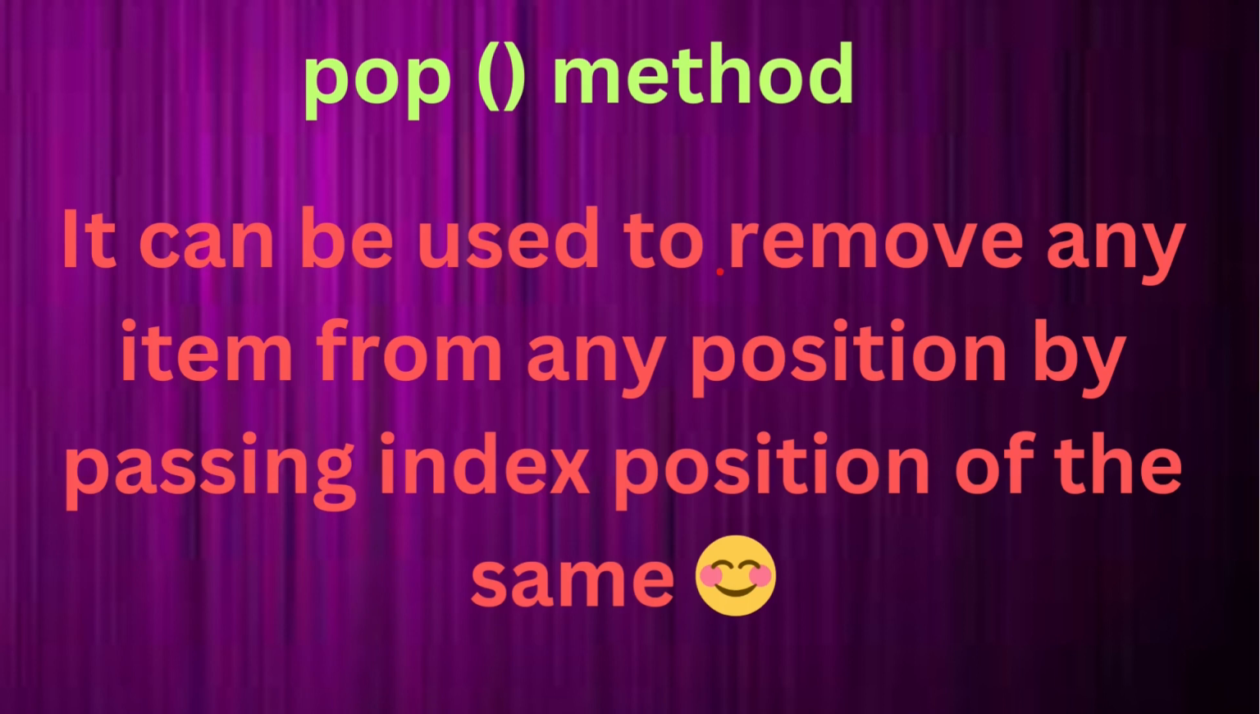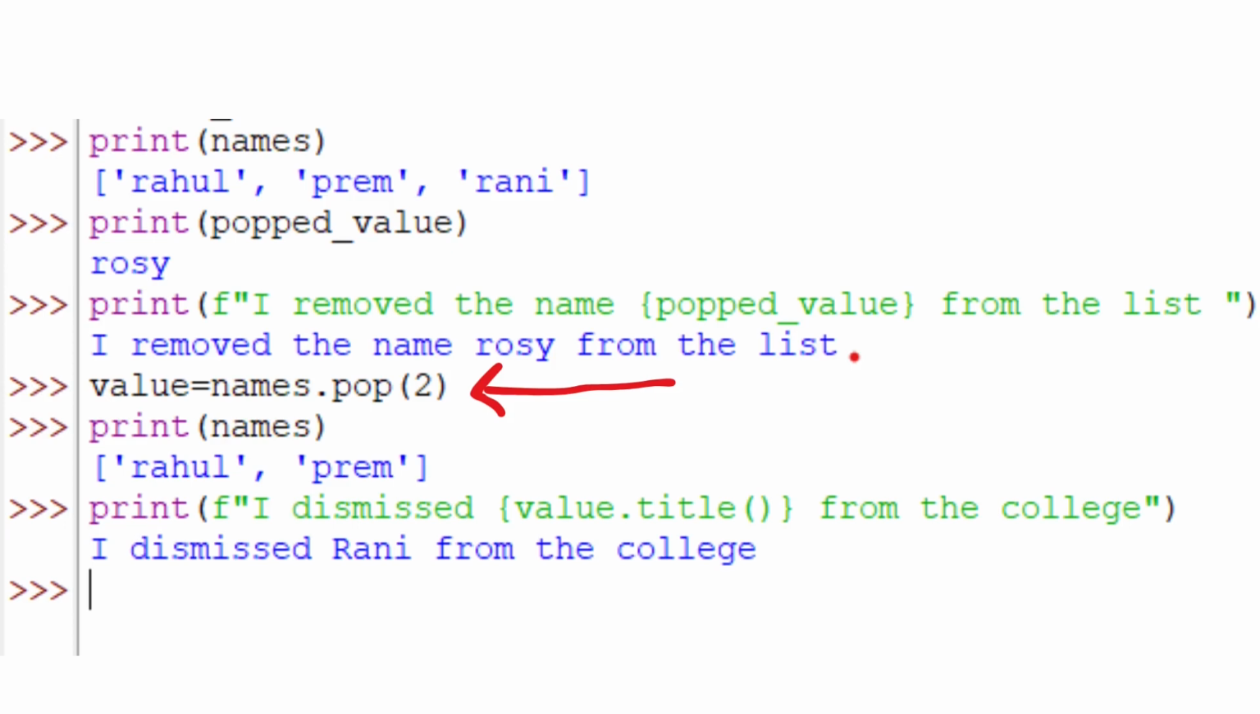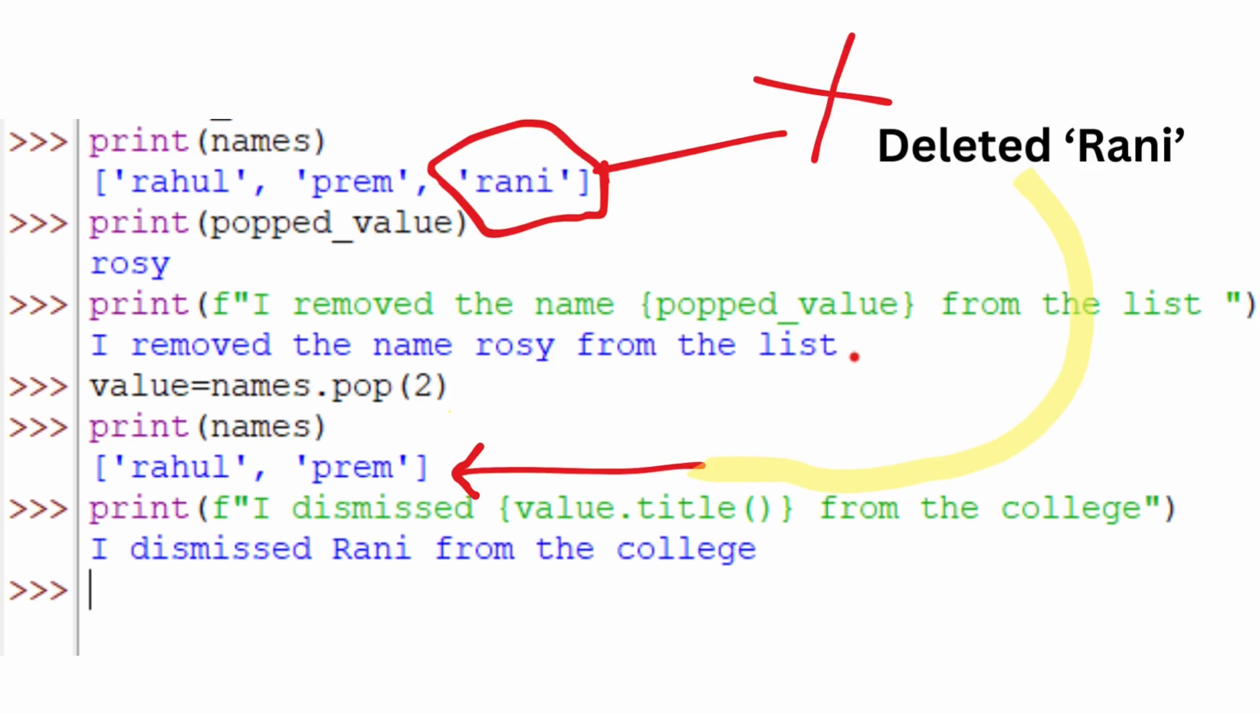Another thing: you can remove items in any position in the list using this pop method. For that, I'm introducing another variable here: value is equal to names.pop(2). I would like to pop off the element at index position 2. Here 0 is Rahul, 1 is Prem and 2 is Rani. So now I've given 2 here and I'm going to print the names. Using this pop method, it has already removed Rani from here, right? So our output will be Rahul and Prem.